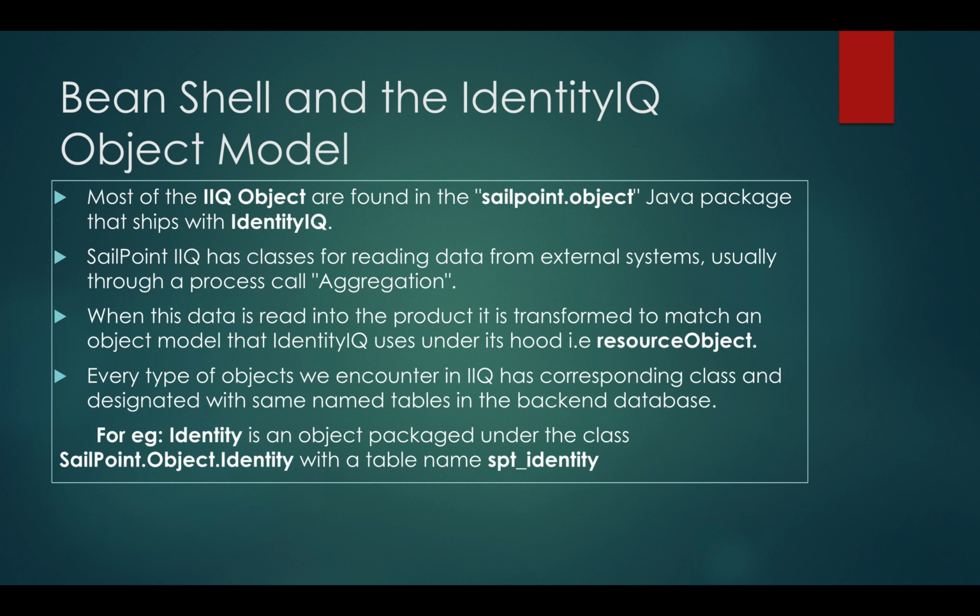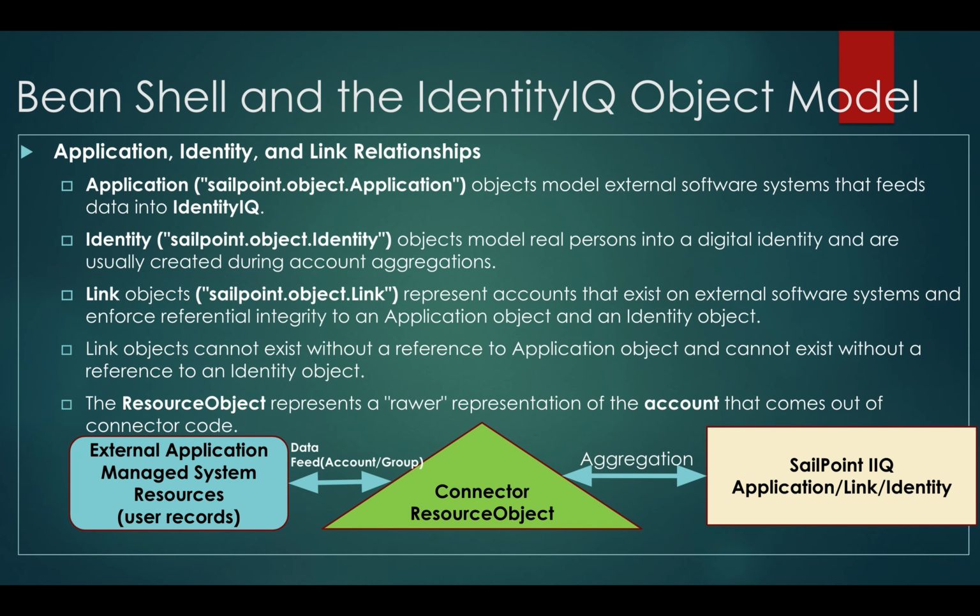So if the object we are dealing with is application, then that application is packaged under the class SailPoint.object.application, and it has a database table name in the IdentityIQ backend database as spt_application. So there are different objects that we are going to describe now. We have application, identity, and link. These are the objects that we have to deal with during aggregation, and they have some interrelationship.